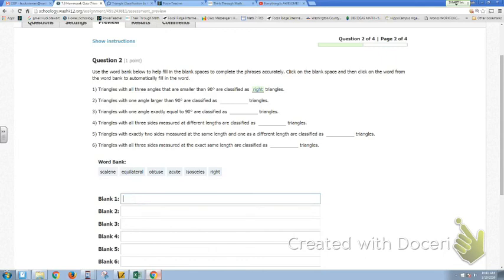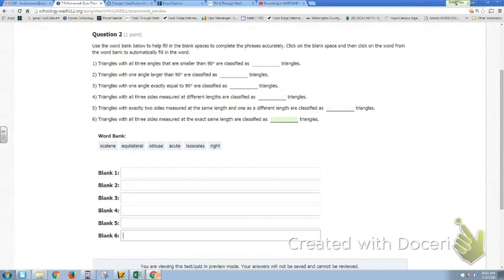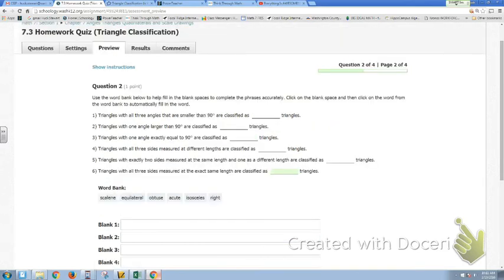Okay, so whenever you're clicking on each one of the spaces, just use the word bank, and it'll just put it right in there for you. That's really nice. So again, use your knowledge of triangle classifications by their angles and by their side lengths to put in the correct answers here.